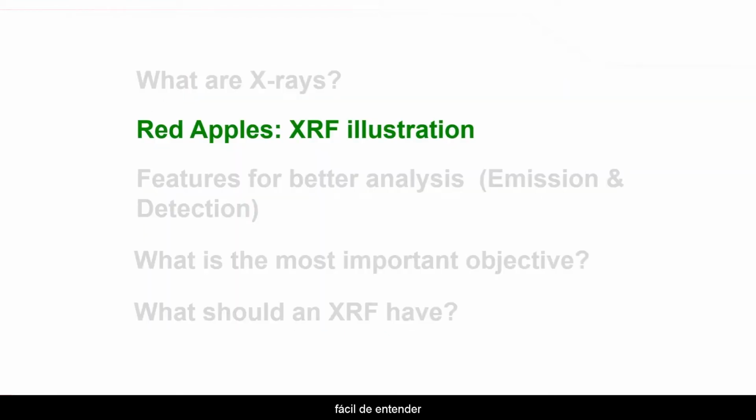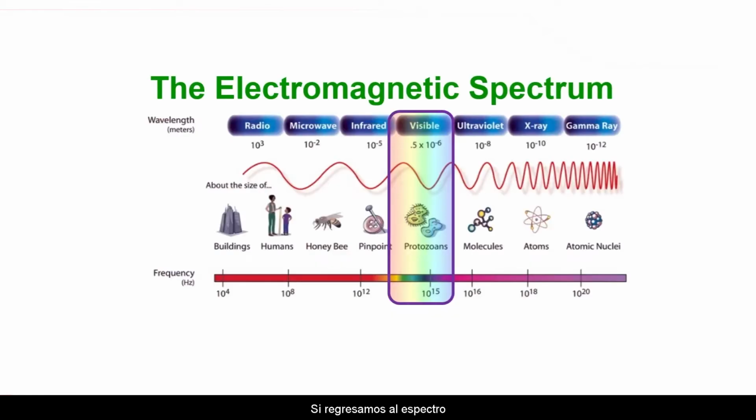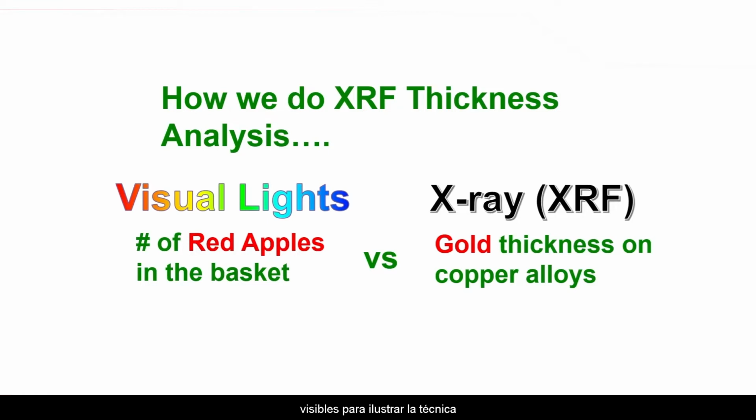To make this easy to understand, I've decided to use a graphical representation of red apples. If we go back to the electromagnetic spectrum, as you can see, visible light has a wavelength in micrometers. A good example here would be your ability to see all the colors in a rainbow. I thought it would be easier to use this visible light to illustrate the XRF technique and the key features that are important aspects of the spectrum analysis. In this situation, visible light will be the XRF, and the number of red apples will be the gold thickness on a copper alloy.